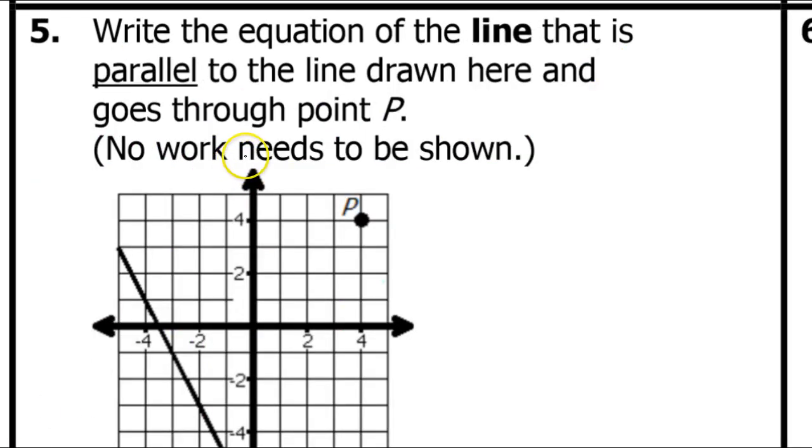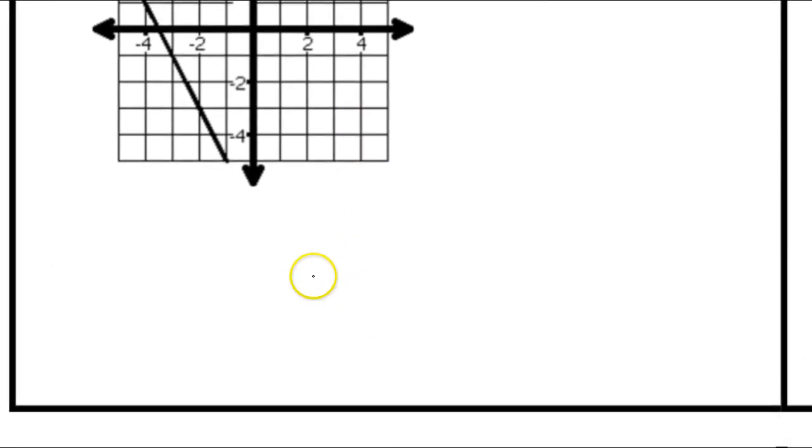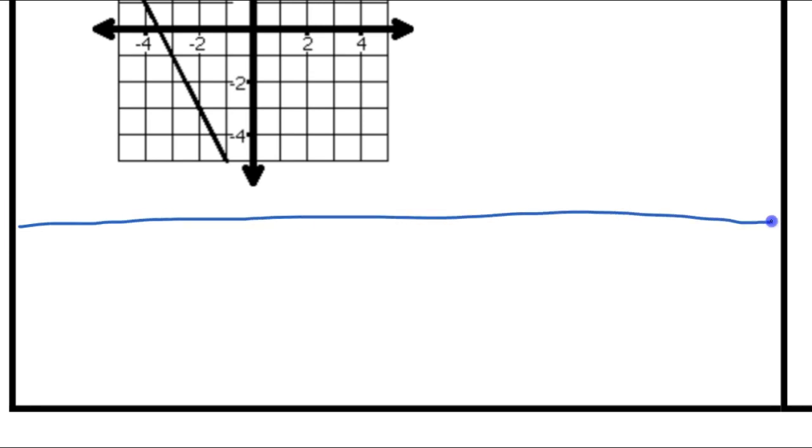Alright, number 5 is fun. We're supposed to write the equation of a line that is parallel to the line drawn here, but passes through point P. Okay, so I'm still going to do one of the little charts that I'm always making for this type of problem. Because if I do it the same way over and over again, I will never get lost, and more importantly, my students will never get lost.